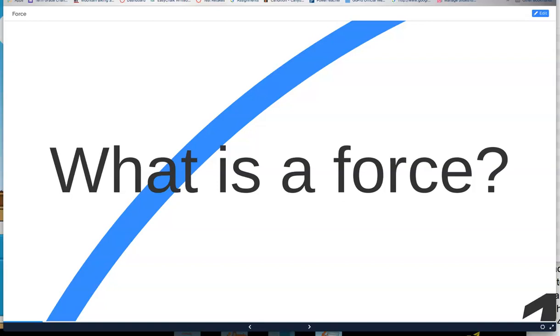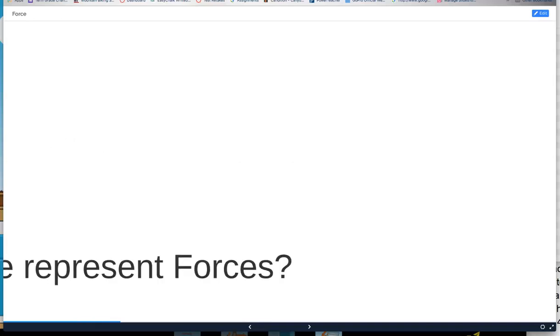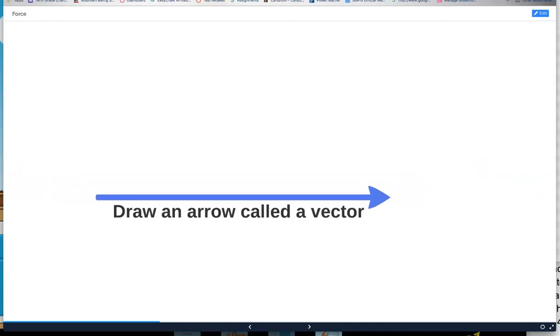What's a force? A force is defined simply as a push or a pull. That's it. There's nothing really more complex than that. So how do we represent a force? Again, we do something really complex. In other words, how do we draw them? We just draw an arrow. The longer the line, the bigger the force. And the arrowhead tells us which way the force is acting. Now, we call this arrow a vector.